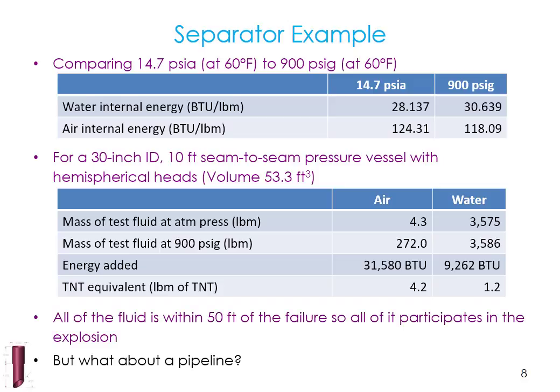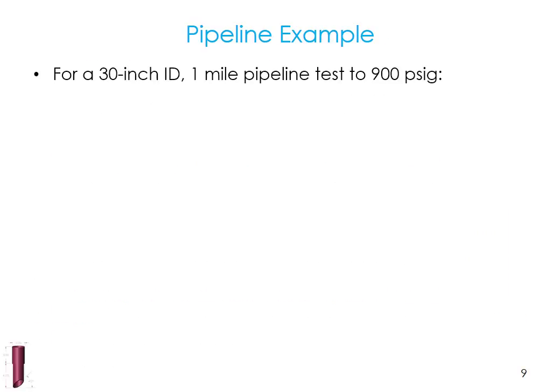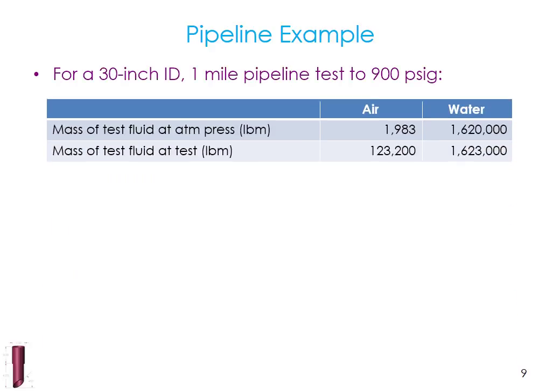But what about a pipeline? Well, for a 30-inch ID, 1-mile pipeline tested at 900 pounds, the mass of test fluid at atmospheric pressure, air's got nearly 2,000 pounds, water's got 1.6 million. The mass of the test fluid at test, the air goes up to 123,000, and the water's slightly over the 1.6 million too that it was.